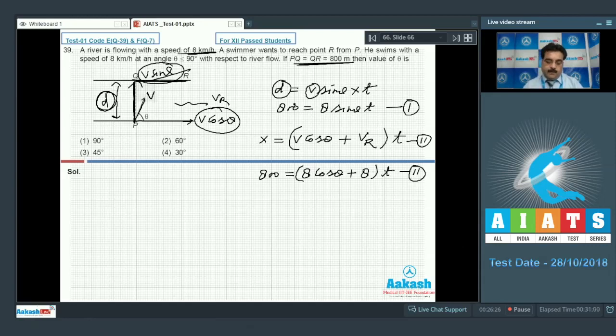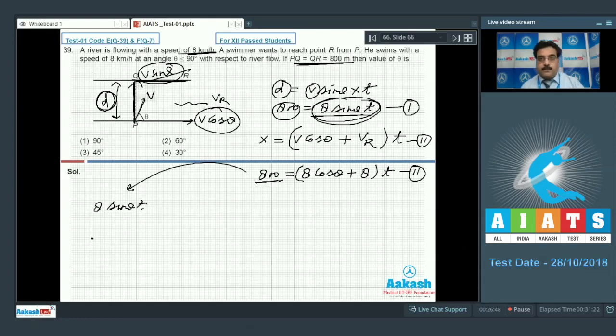But you are saying that the value of 800 is 8 sin theta into t from equation number 1. So if I use equation number 1 and replace the value of 800 in terms of sin theta, what you will get? We'll see. I will write here 8 sin theta into t in place of 800 by using equation number 1. So we'll get 8 cos theta plus 8 into t.